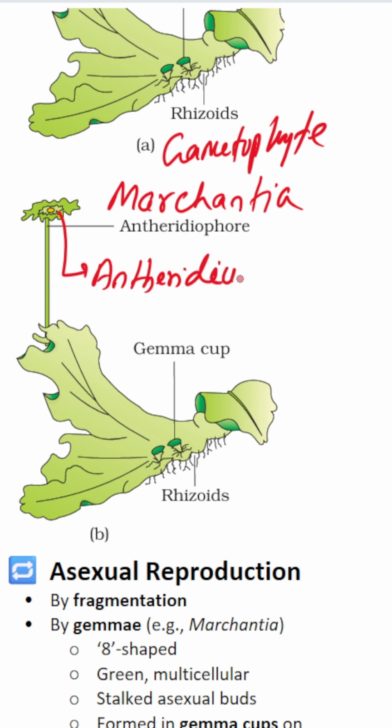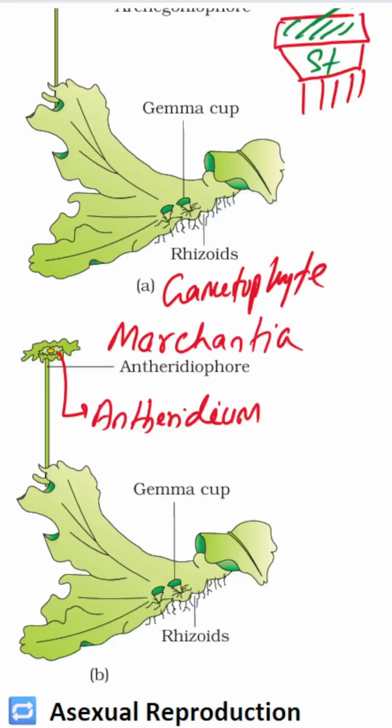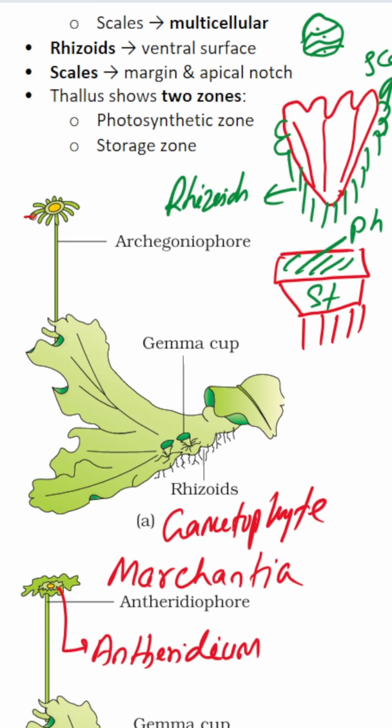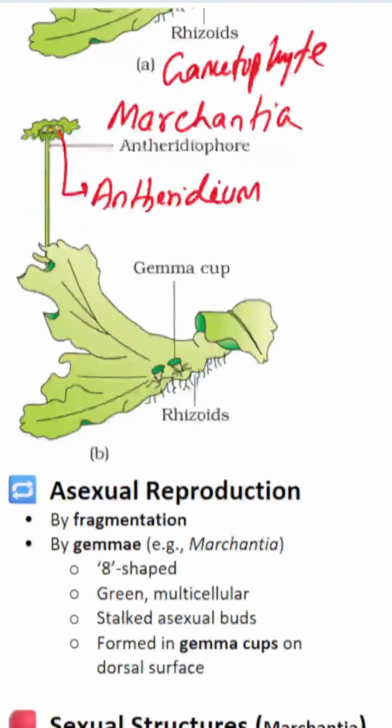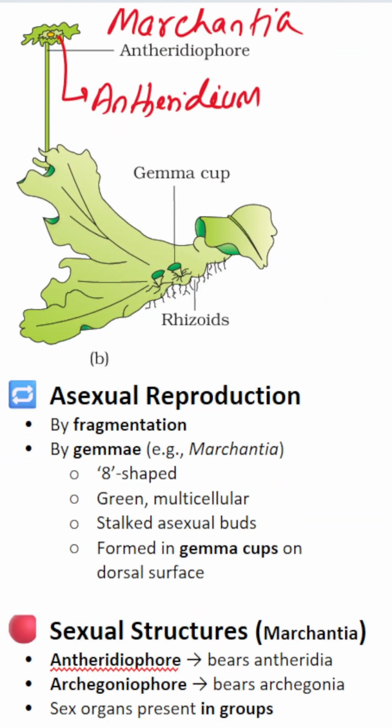So antheridium is the male sex organ, and in the upper diagram we find the sex organ, the archegonium. This is archegonium, and archegonium is the female sex organ. So this is the gametophytic plant, where the plant produces gametes. It is a haploid plant. Gametophytic plants means it is haploid. So by mitosis it produces the gametes.